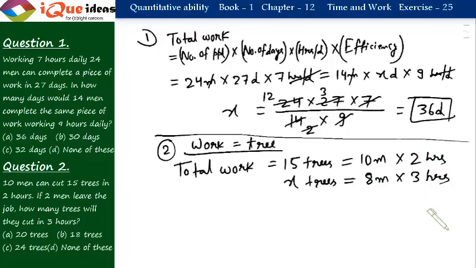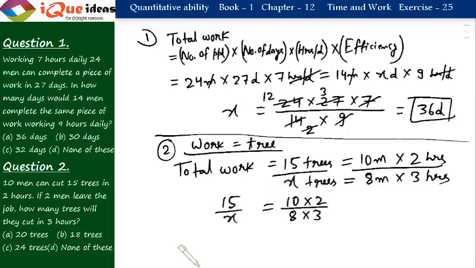Now in such situations what we need to do is divide the equations, right? Because we don't know the direct relation between trees and men and hours, so we need to eliminate. So divide these two equations. This is the method, always remember this. Whenever work is defined, write the two cases and divide them. So it is 15 by x is equal to 10 into 2 upon 8 into 3. Alright, that's it. This is what we have to do.